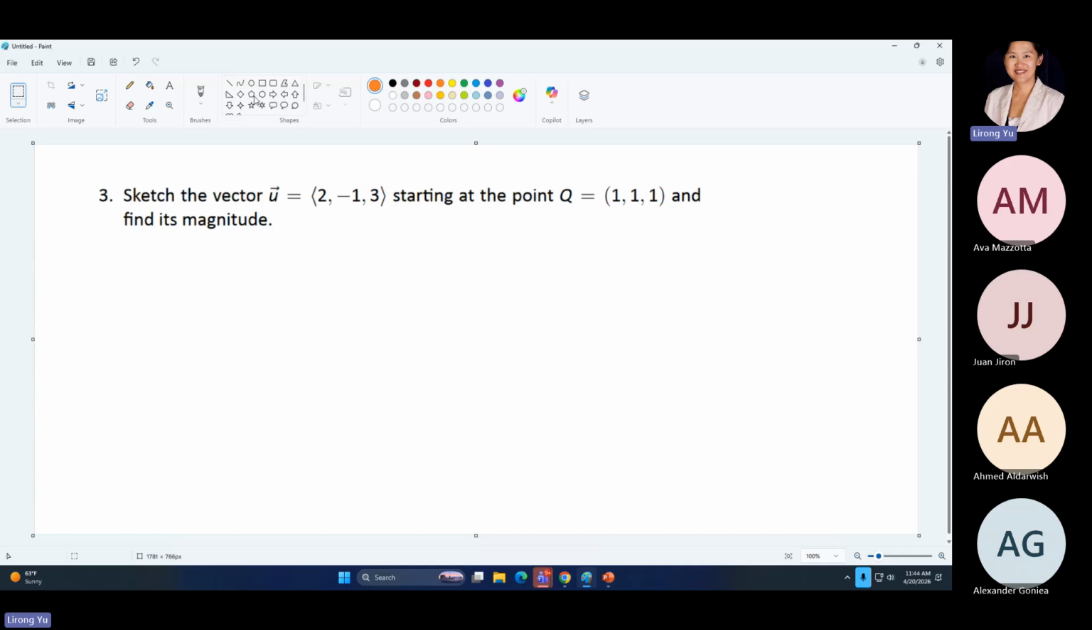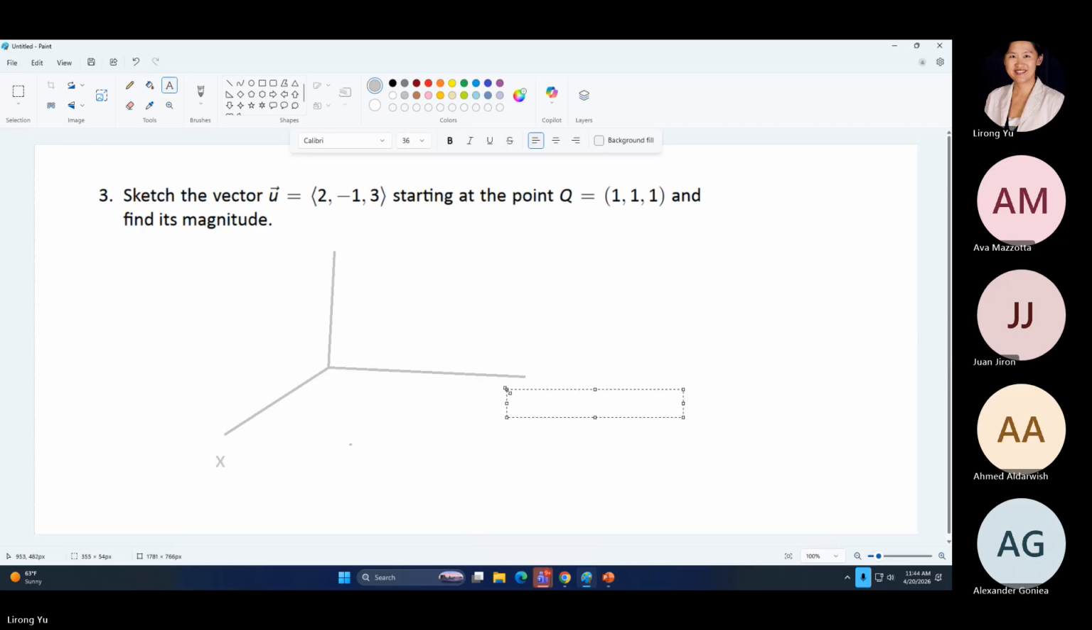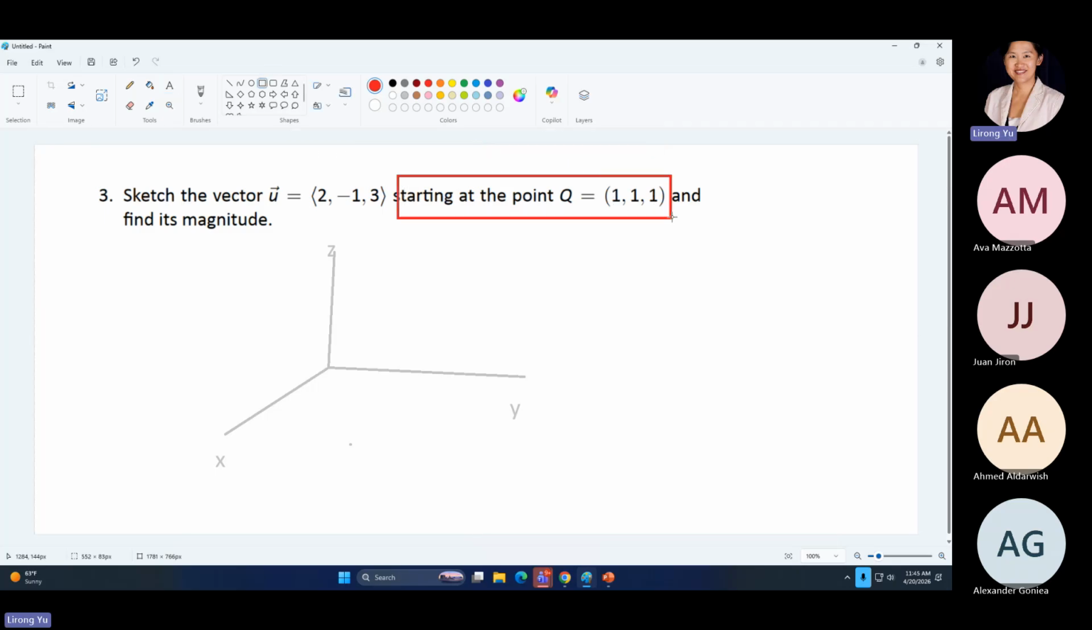So first we will need our axis system. We'll have our X value, the Y value, and the Z value. So this is the X, the Y, and the Z. Okay, so number one, it says here we start with the point, point Q. So we're going to draw Q, 1, 1, 1.